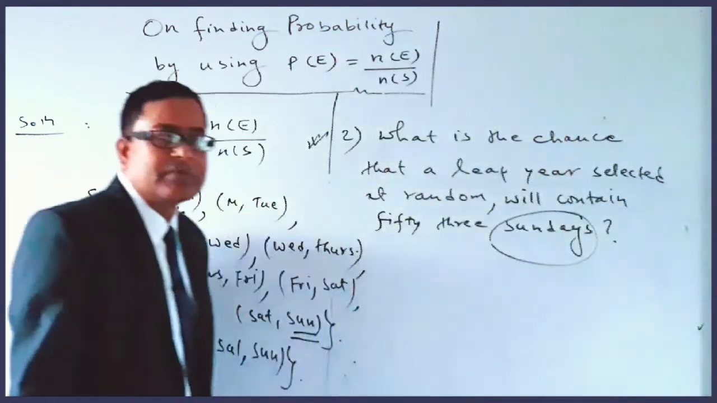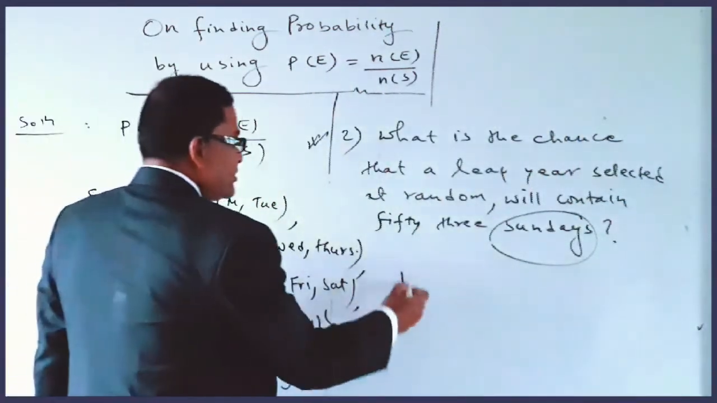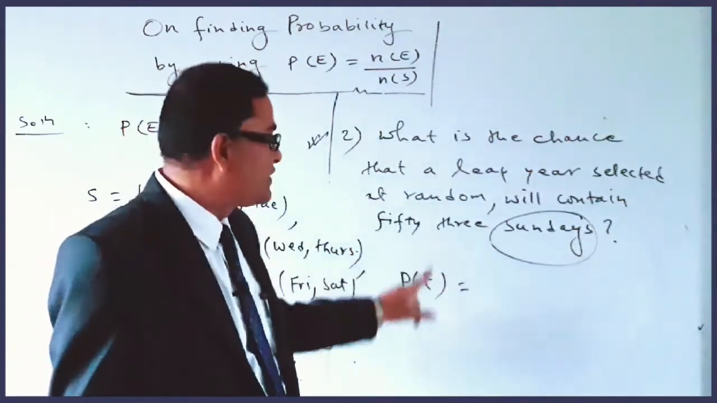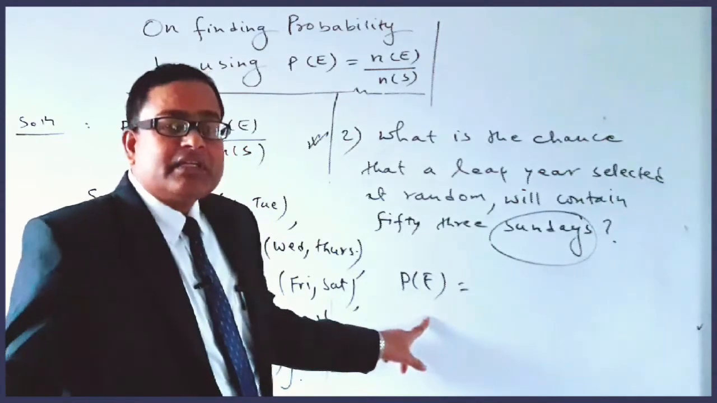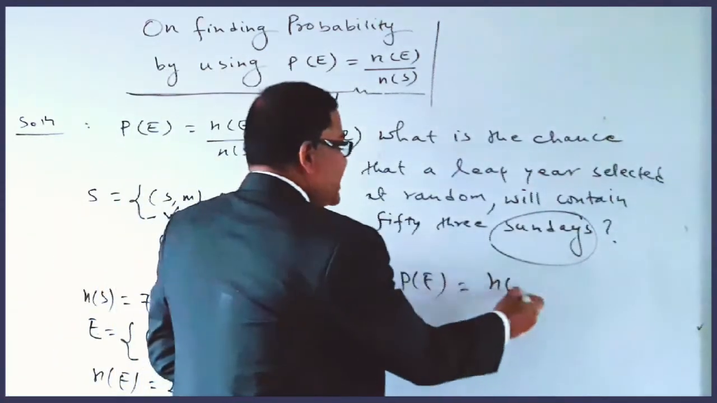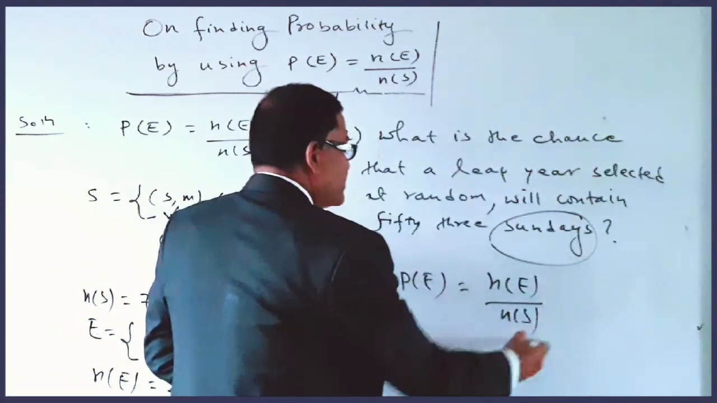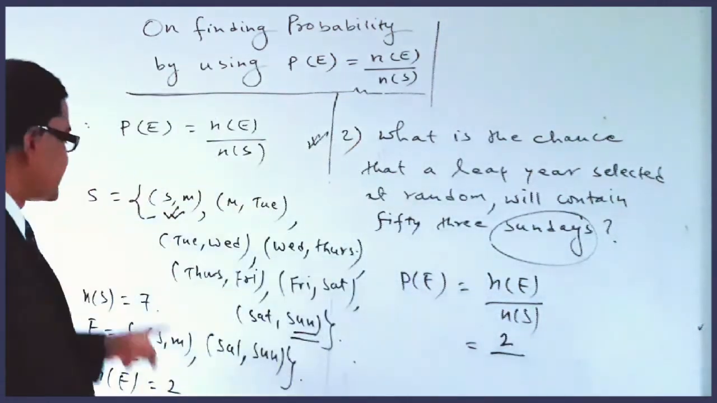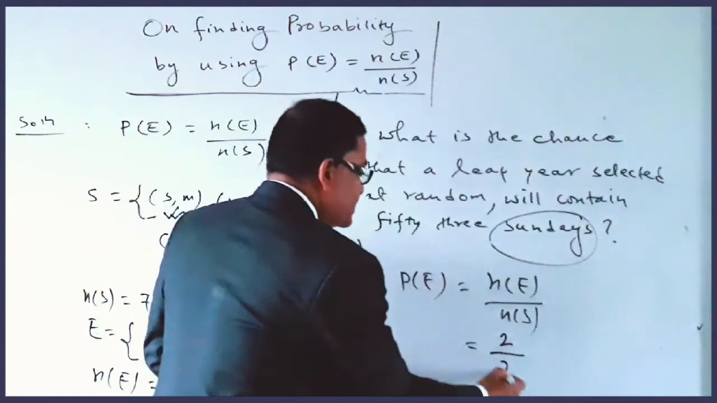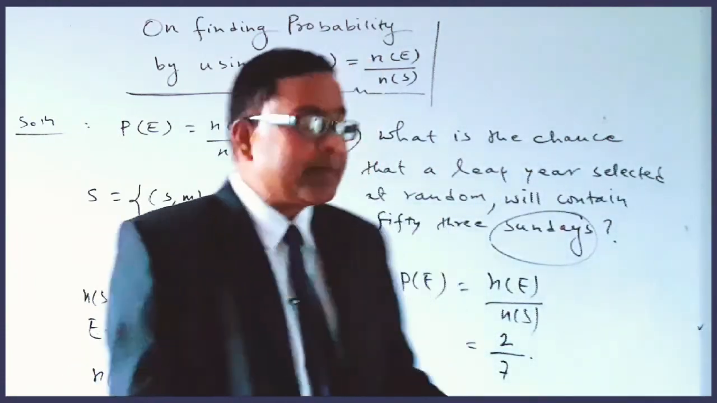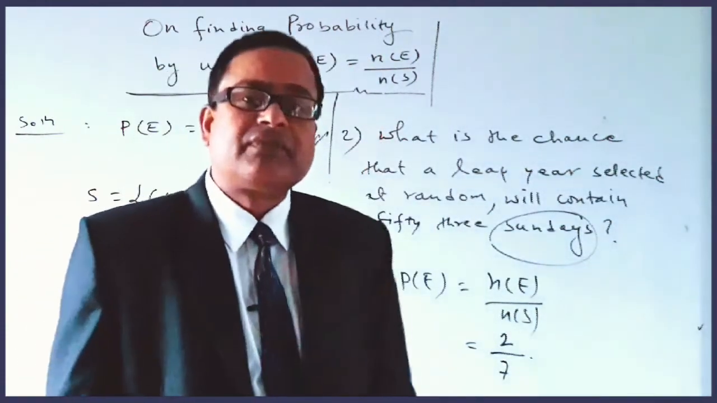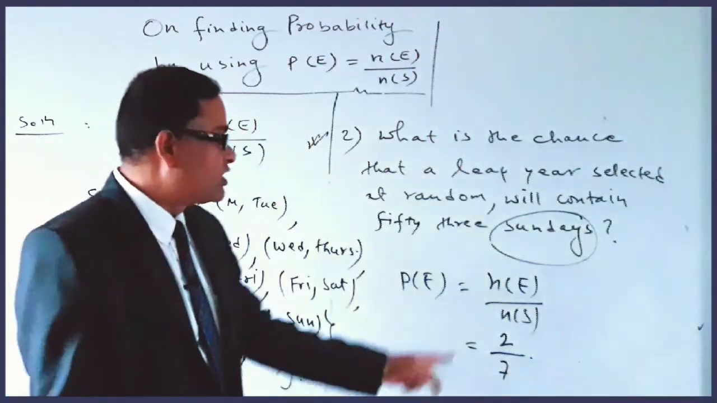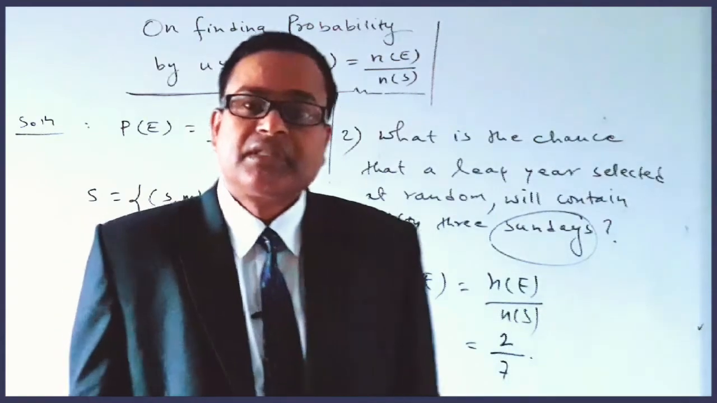Now by using the formula, the probability of occurrence of 53 Sundays is equal to N E by N S. So N E is 2 and the number of sample space is 7. So dear students, the probability, or we can say the chance, of occurrence of 53 Sundays in a leap year is equal to 2 by 7.